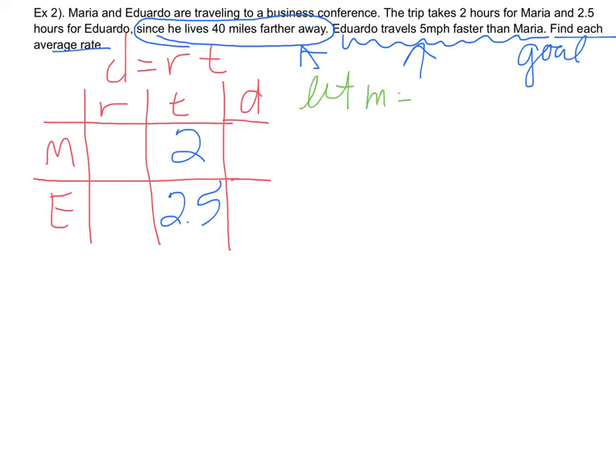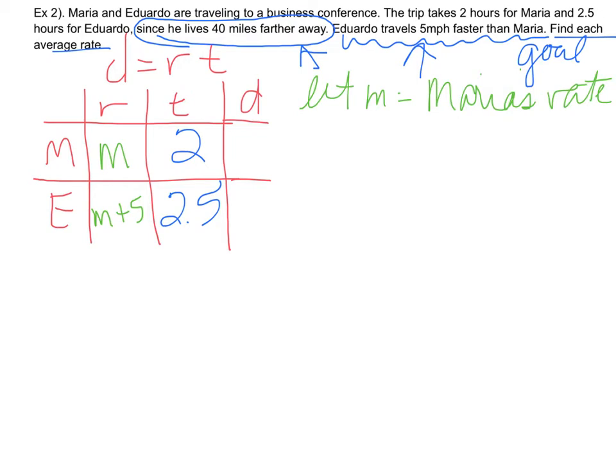Let M equal Maria's rate. So, underneath the rate column over here in R, M is going to denote Maria's rate. Well, then how do I show Eduardo's rate? He travels 5 miles per hour faster than Maria. So you add to it, exactly. So Maria plus 5, M plus 5, is going to be Ed's rate. Good.